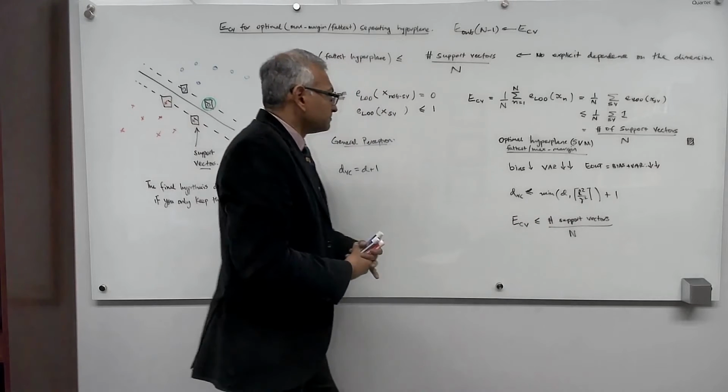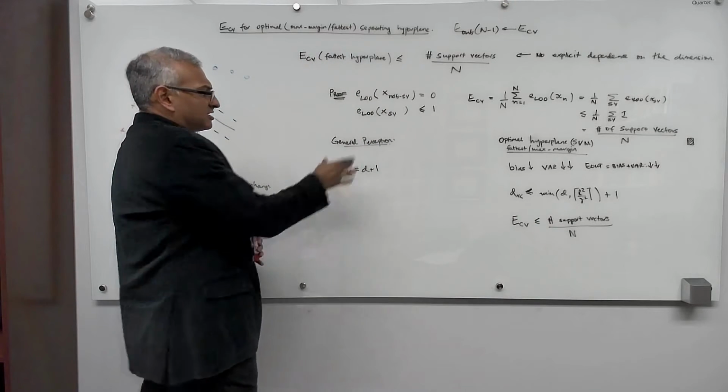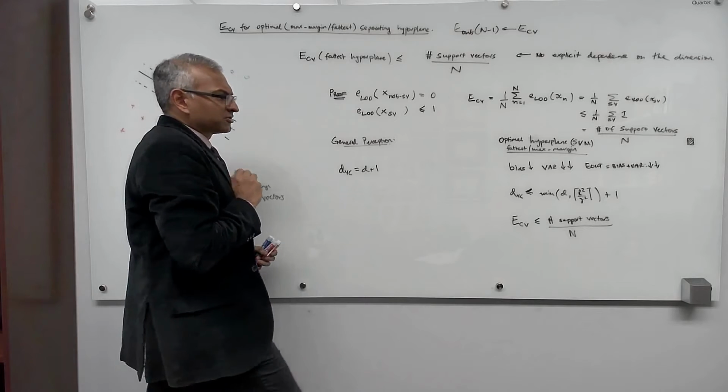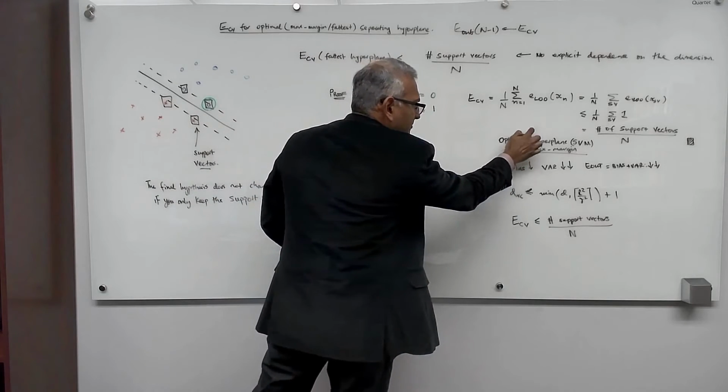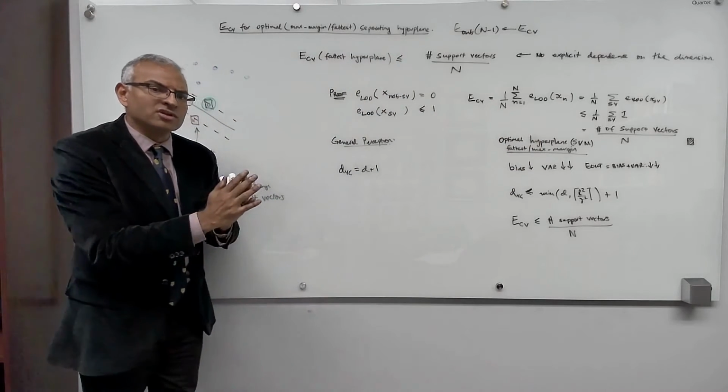This says we can go directly and control the out-of-sample error if the number of support vectors is bounded. Now, let me emphasize that this is the general perceptron, no matter how you pick the hypothesis. And these are the nice properties if you pick the hypothesis using this special property of going for the fattest.